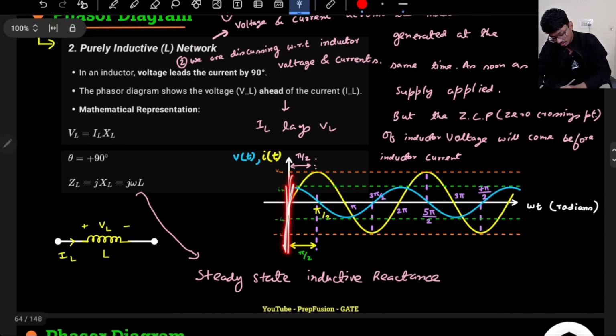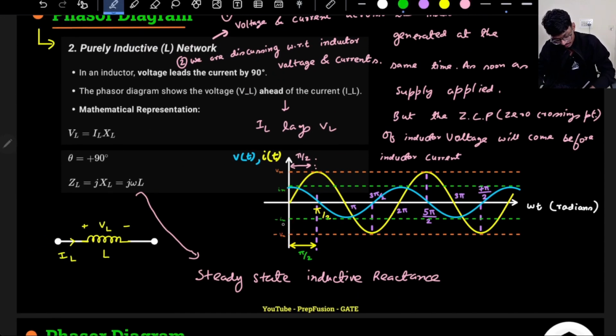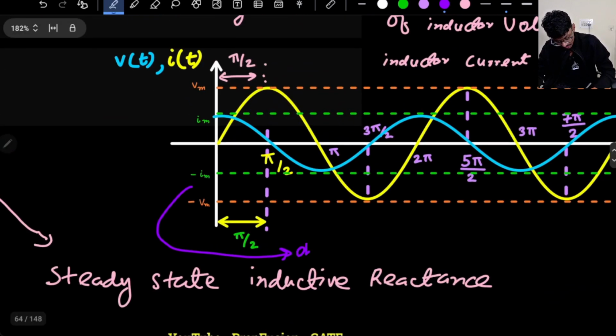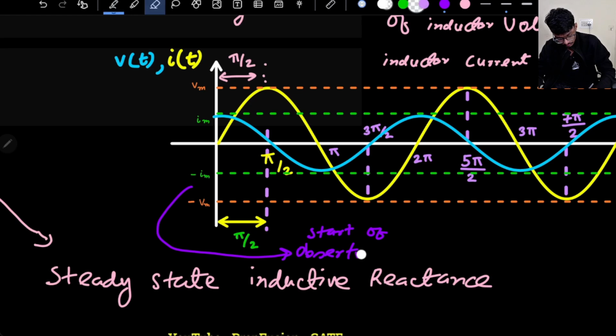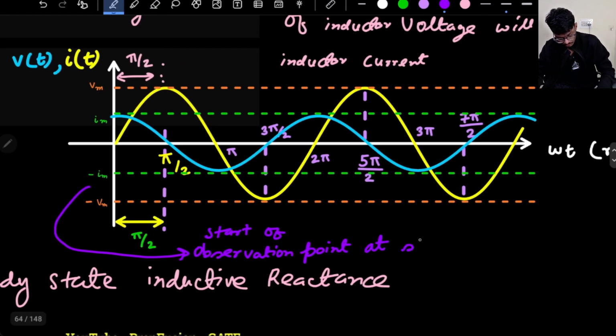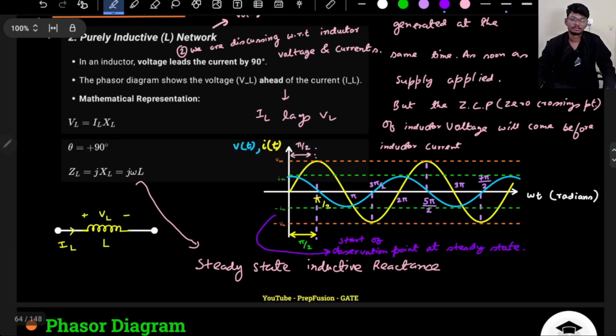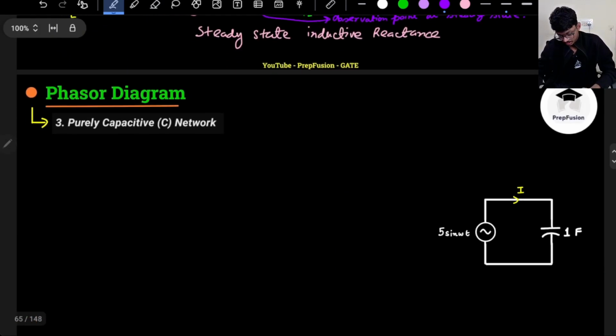This is the start of the steady state. This is just an observation point, not t equal to 0, just the start of the observation at steady state. Okay, I hope you have understood this portion.